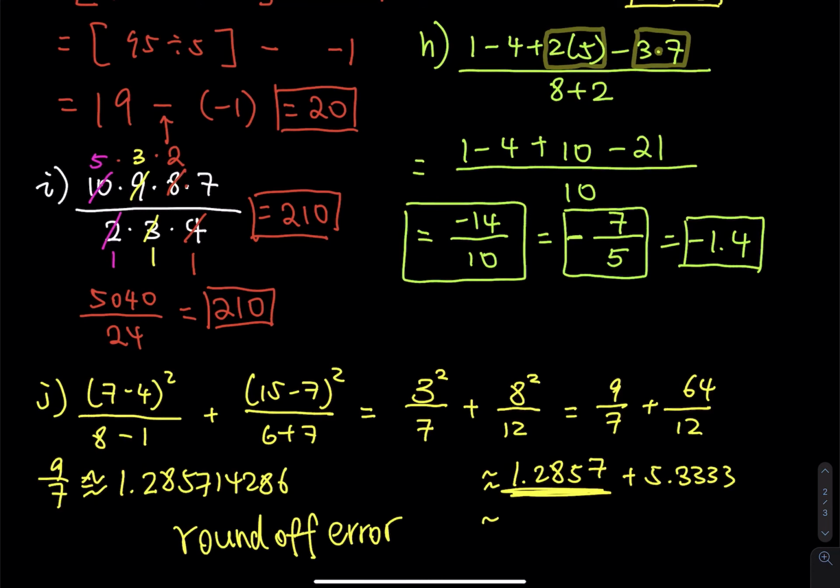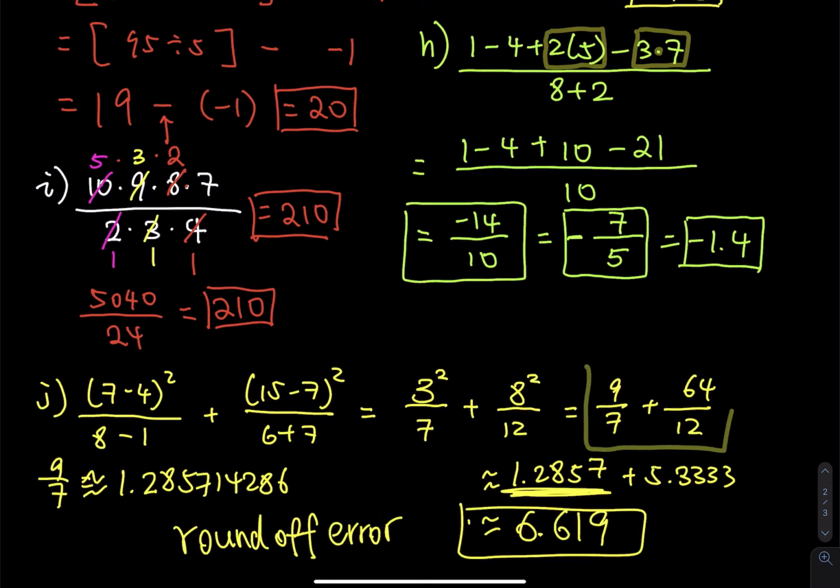Now let's add them. 1.2857 plus 5.3333 is equal to 6.619. So that is my final answer. How do we avoid this round-off error? To avoid this round-off error, I prefer to do the entire operation in one step, and we do this in our calculator. In statistics, you need to know how to do long operations in one step on your calculator, because we want to avoid round-off error. Regarding that matter, we will discuss that in the next example.